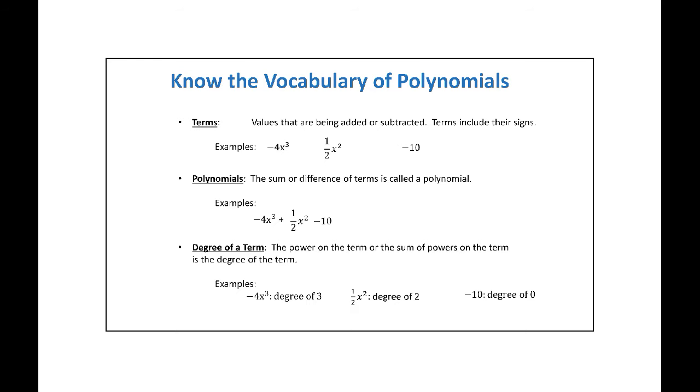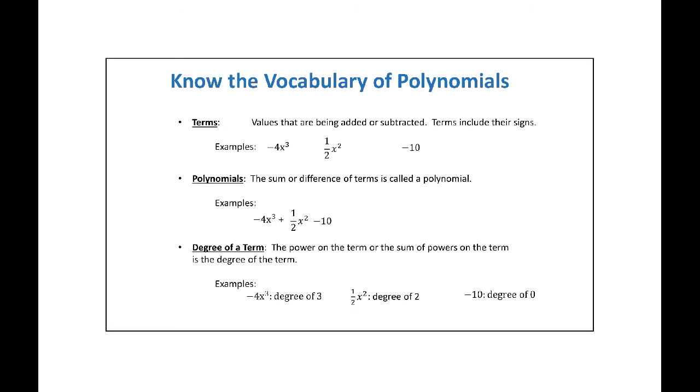So our example here is negative 4x cubed plus 1/2 x squared minus 10. Notice these are the terms from above. That's called a polynomial. The degree of a term is the power on the term, or the sum of powers on a term, and that's the degree of that term.